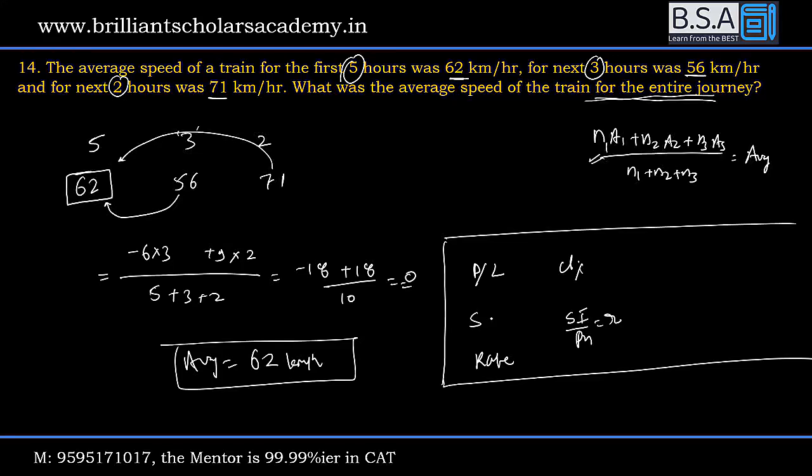What is the formula for speed? Distance upon time. Time will always be the denominator. Look at this. This is the value of time. Time must be the denominator. Time will be the denominator.